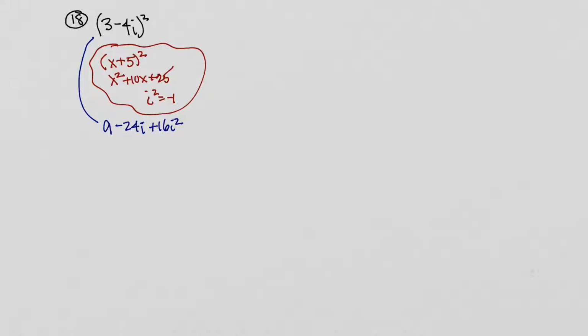But i squared is -1, right? So we're going to get 9 minus 24i plus 16 times i squared, but i squared is -1. 16 times -1 right here is -16. So I get 9 minus 24i minus 16. And then 9 minus 16 is -7 minus 24i.